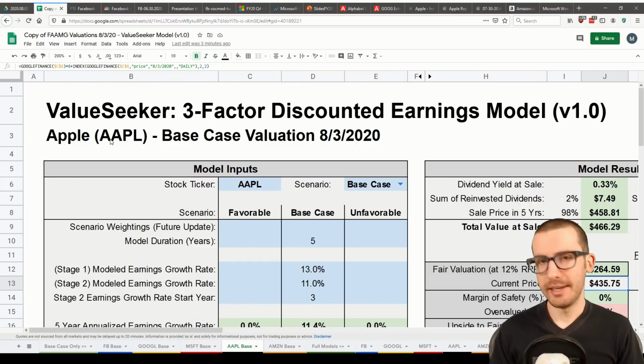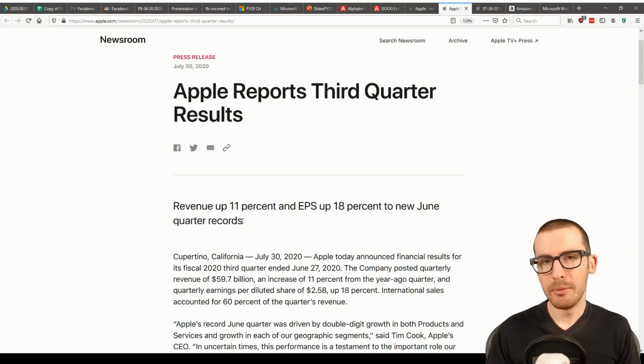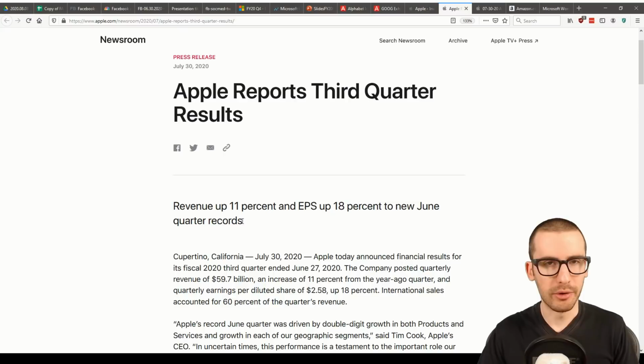Next up, let's take a look at Apple, and this is certainly, again, one of the most popular stocks out there. In addition to having some of the most popular products, Apple has generated significant returns for investors over the years. In this most recent quarter during the recession, Apple has been able to generate 11% revenue growth, and earnings per share is up 18% compared to the quarter last year.